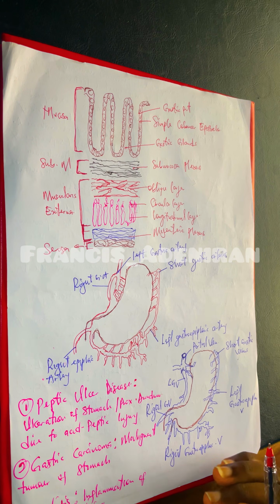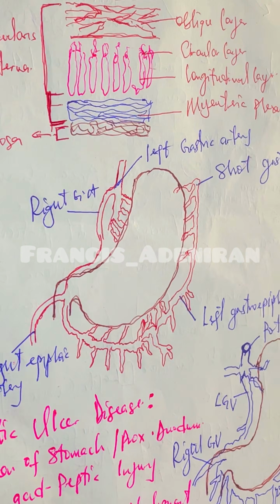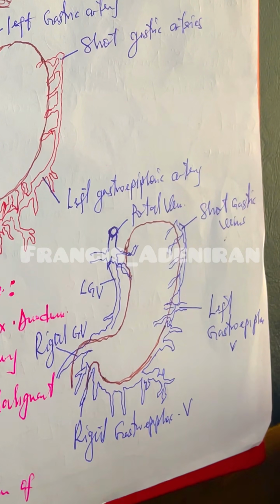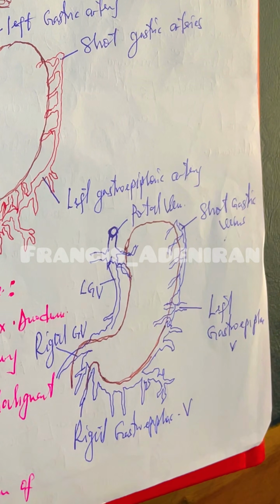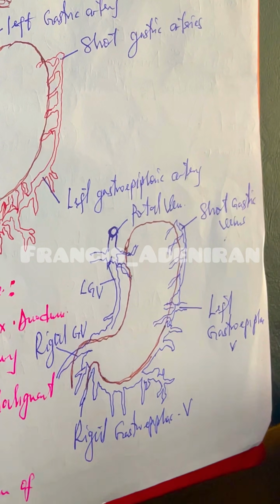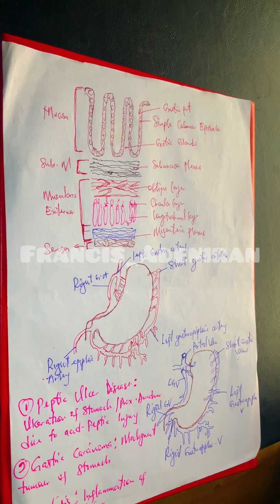Having discussed that, let's go straight to discuss the blood supply to the stomach. The stomach is supplied by the right gastric artery and the left gastric artery, by the right gastroepiploic artery and the left gastroepiploic artery, as well as the short gastric arteries. Now, for the venous drainage, we have the left gastric vein, the right gastric vein, the short gastric veins, the left gastroepiploic vein, and the right gastroepiploic vein.